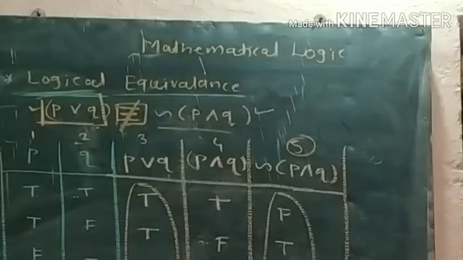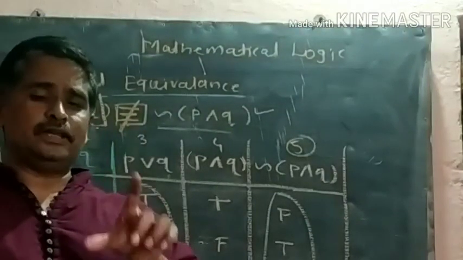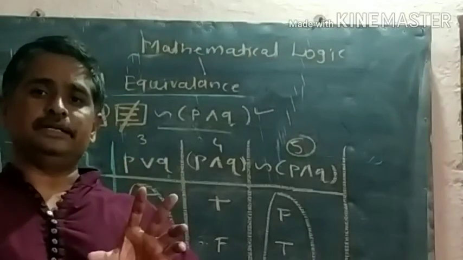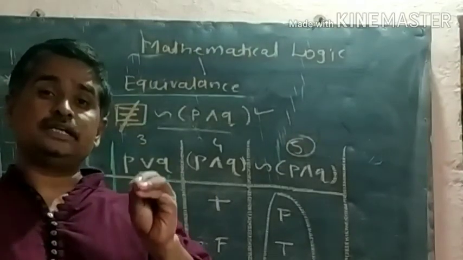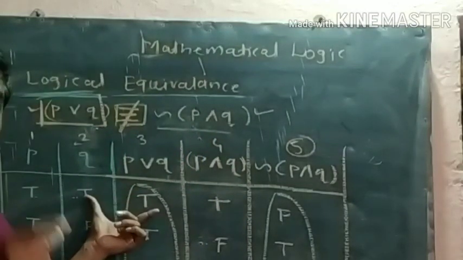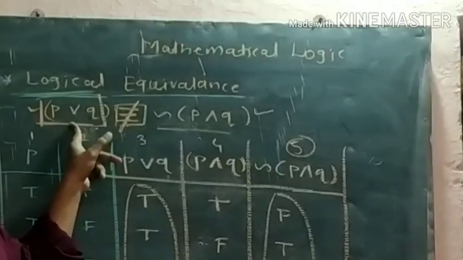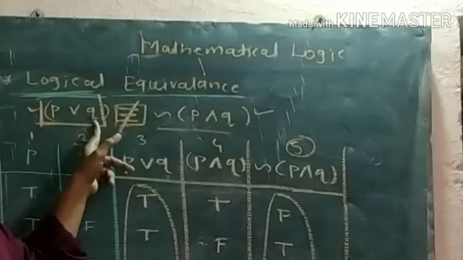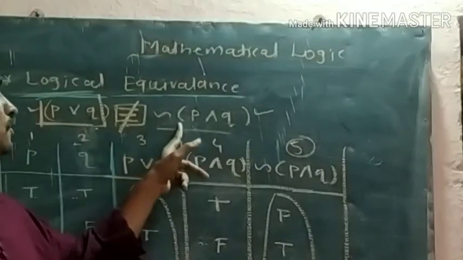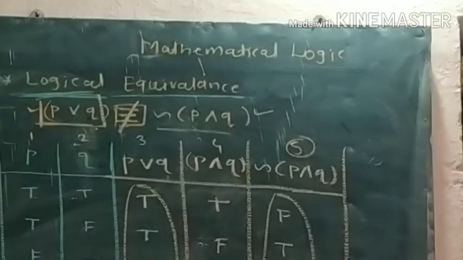Always remember that when we consider logical equivalence of any two statements, we have to write a conclusion for the truth table. That means P disjunction Q is not logically equivalent to negation of P conjunction with Q. So this is the theory for logical equivalence.